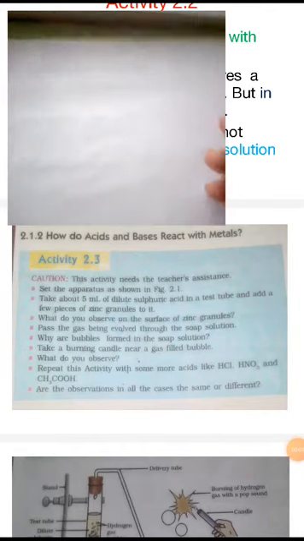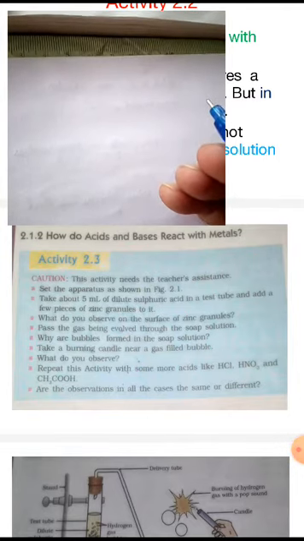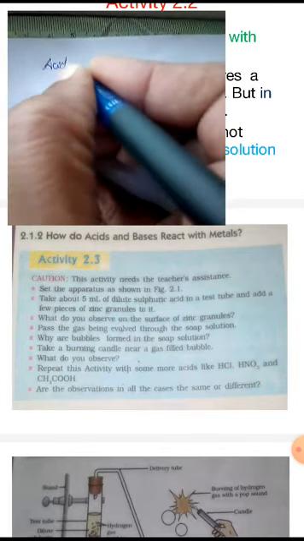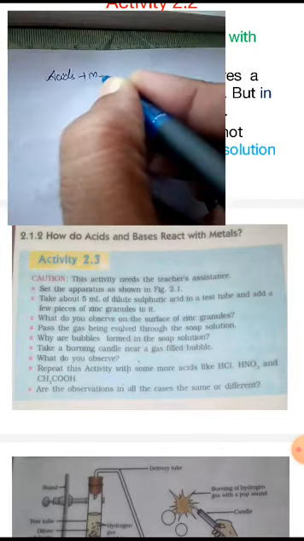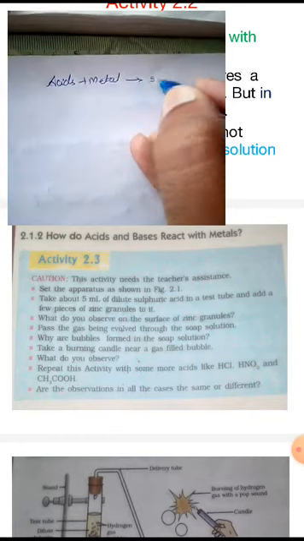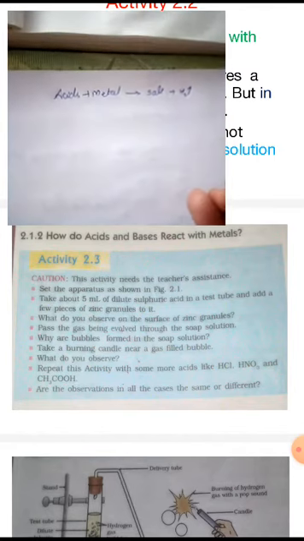Good morning students. Today in class we're going to discuss how acids and bases react with metals. That means, what happens when acids react with metal? When acids react with metal, it produces salt and releases hydrogen gas.